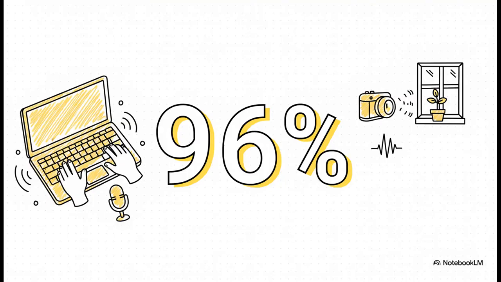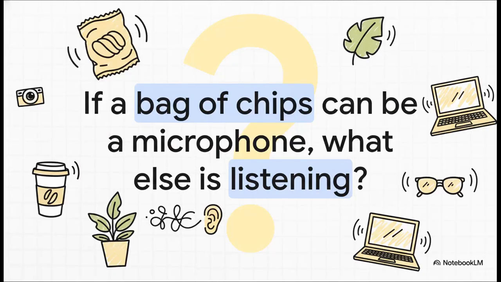And how good is it? Well, other research has shown that just by analyzing the sound of someone typing, you can figure out what they wrote with up to 96% accuracy. Now imagine what's possible when you don't even need a microphone in the room, just a camera with a line of sight. So I think that's the big takeaway here. We tend to think of surveillance as obvious cameras or hidden microphones, but this technology completely blurs the line between seeing and hearing. It really makes you think, and I'll leave you with this question. If an ordinary bag of chips can be a microphone, what else is listening?